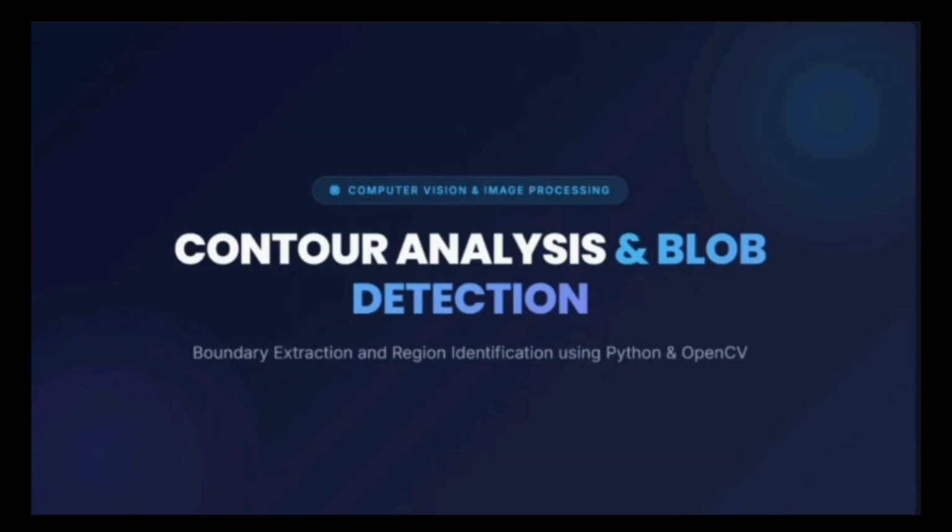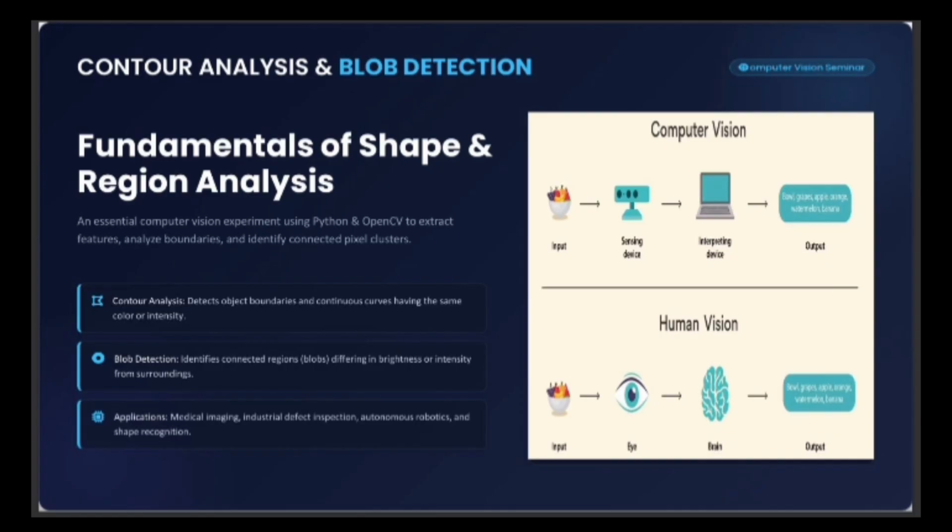Welcome to this video. Today I am going to explain two important image processing techniques in OpenCV, contour analysis and blob detection. Before we move to the programs, let's first understand what these techniques are. Contour analysis is used to detect the boundary or outline of an object. Once the boundary is detected, we can calculate important properties such as area, perimeter, and bounding box.